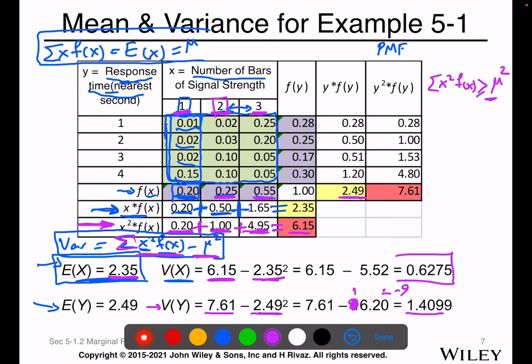I'm not going to go through the steps for E of y, but I encourage you to go through them at home. It's exactly the same for E of x and variance of x. Any questions? Okay.